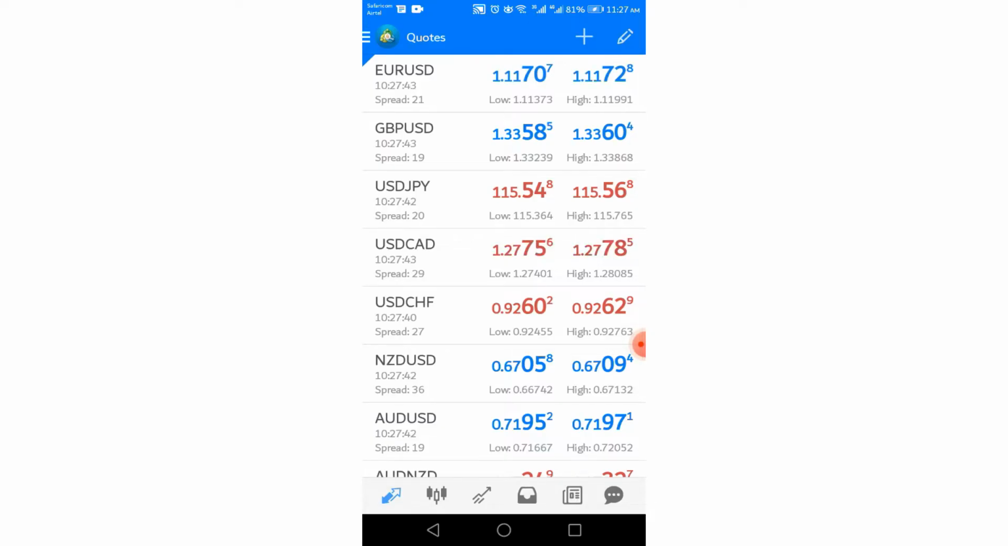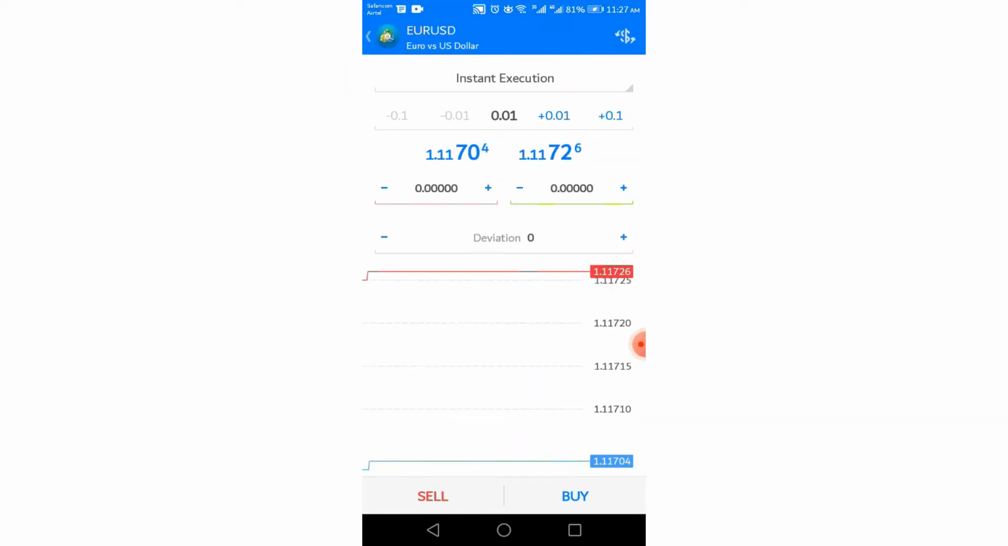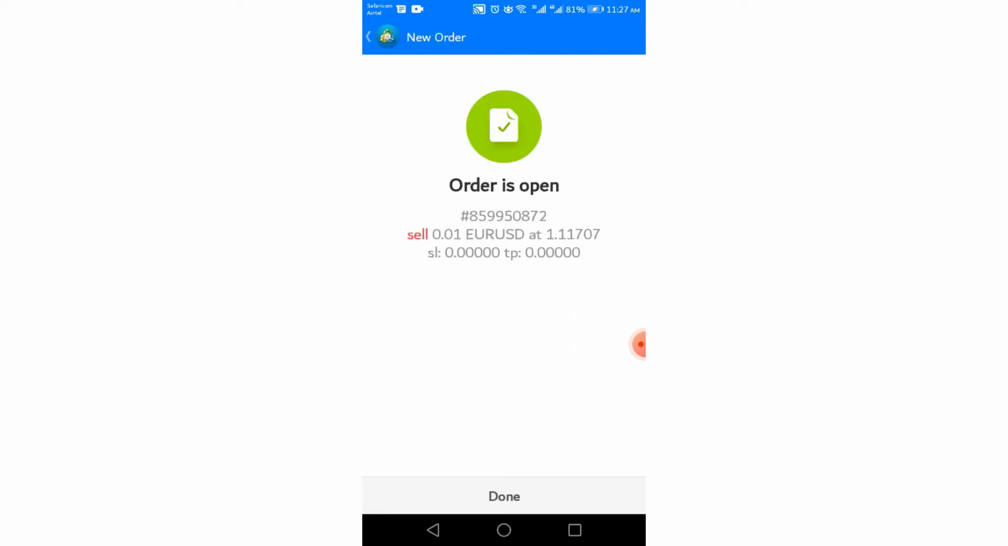So we're assuming that at this point, you've been able to analyze the market and reach the conclusion that you want to sell the Euro USD. So once you click on the currency pair in question, in this case Euro USD, all you have to do now is click sell. But there are a few things you need to note before you click sell. Number one is what you call the lot size. The lot size starts from 0.01.